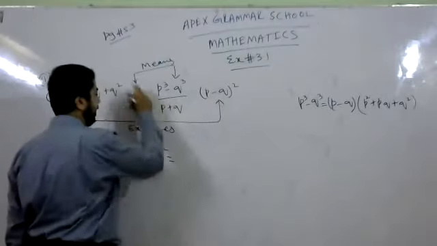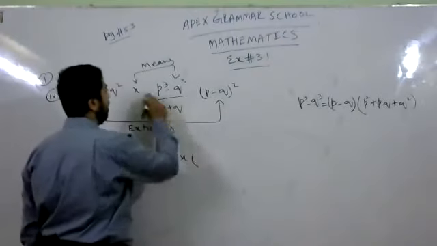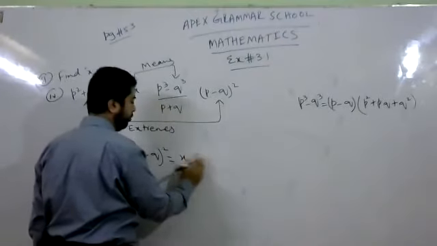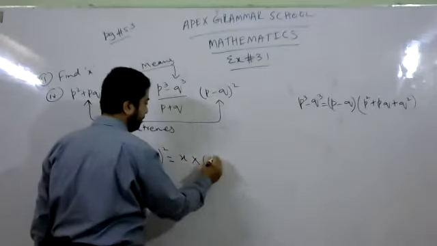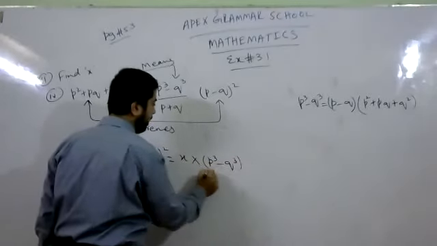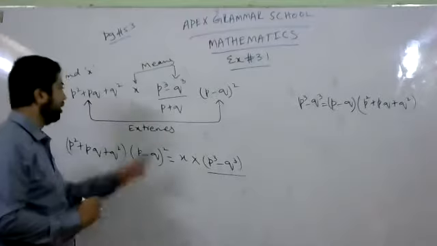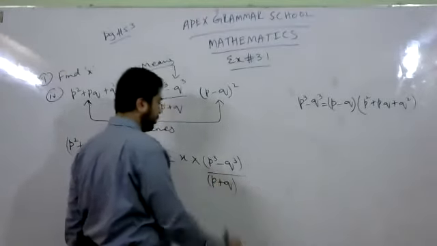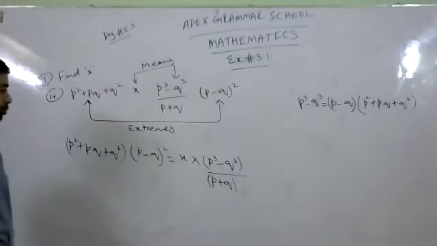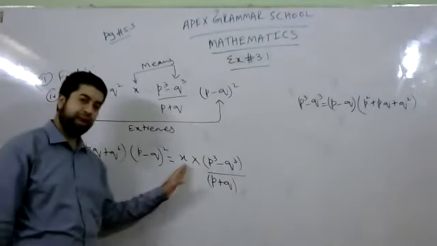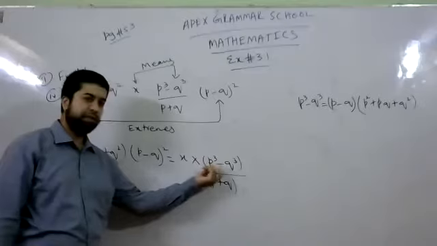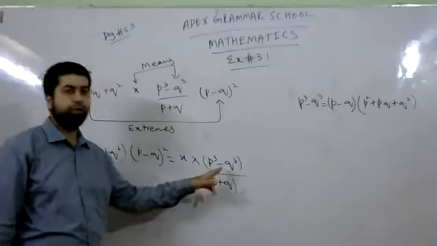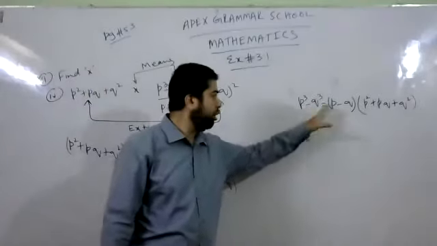is equal to x multiplied by pq minus pq divided by p plus q. Now we need to find only the value of x. So just open this formula. pq minus pq is here. We need to open this formula.